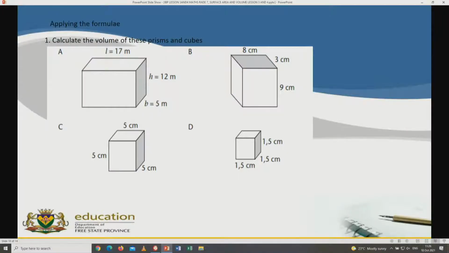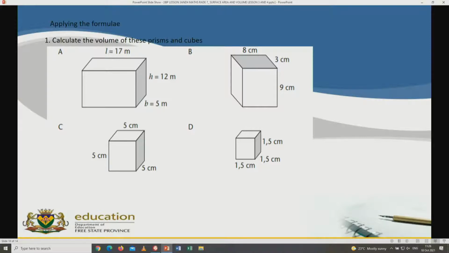And therefore, if you look at C, all the dimensions, if you can have a look at that, are the same. And therefore, what does this tell us? This is definitely a cube, and D is also a cube. Now, let's look at C.